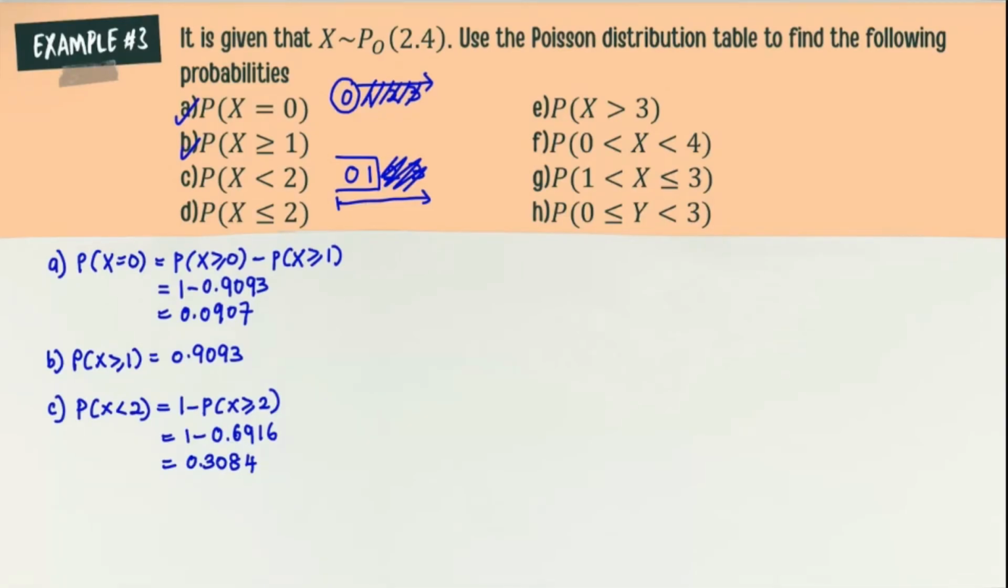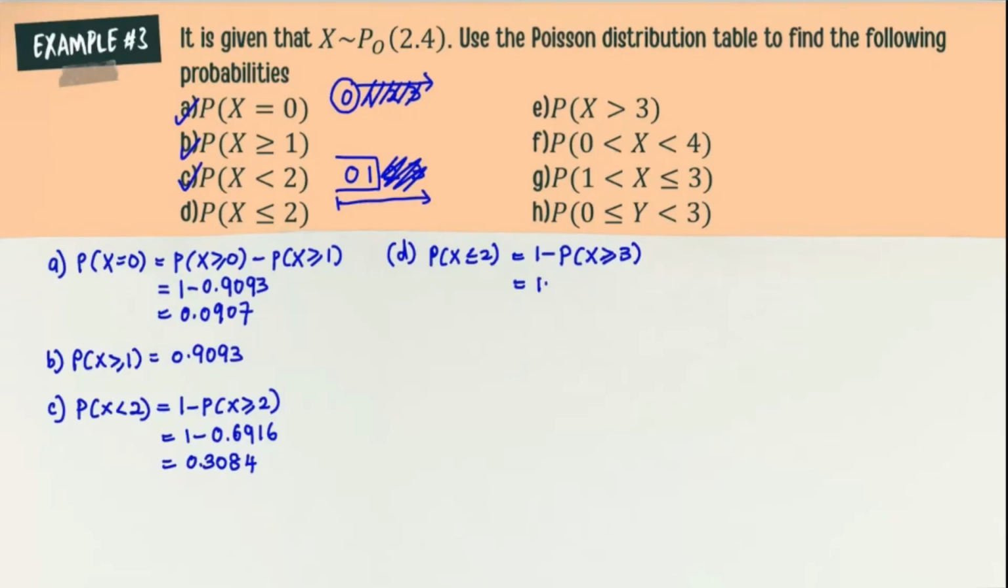Okay, now D. Less than or equals to 2. Okay, tadi kalau less than 2 kita ambil 0, 1 kan. So kalau less than or equals to 2, so 2 kat sini dah termasuk. So maksudnya kita akan buat P of X less than or equals to 2 sama dengan 1 minus P of X greater than or equals to 3. Okay, sebab 2 termasuk, kita tak nak 3 dan ke atas.